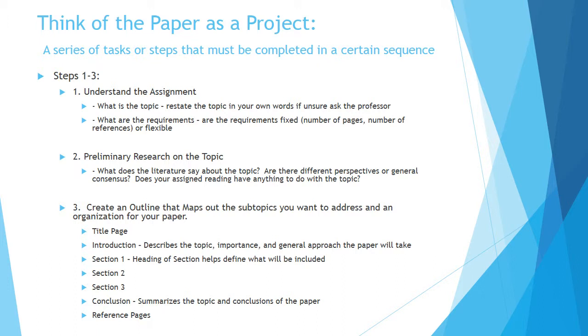And then number 3 is, based upon your preliminary research and your understanding of the assignment, you're going to create an outline. And that's going to include a title page, an introduction, the body of the paper, and there may be as many sections there as answer all the different subtopics that you decide need to go into the paper, a conclusion, and then your reference pages. What we're mainly concerned with at this stage is more the body of the paper. What are the subtopics going to be to help you address the question, the topic that's being answered? And I'll go into an example to kind of give you an idea once I finish all the steps.